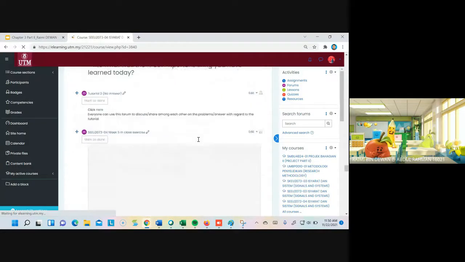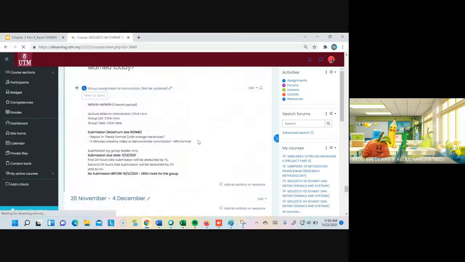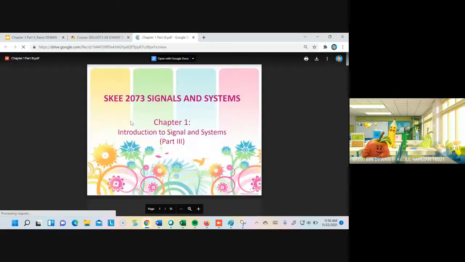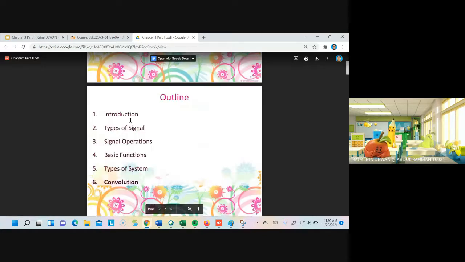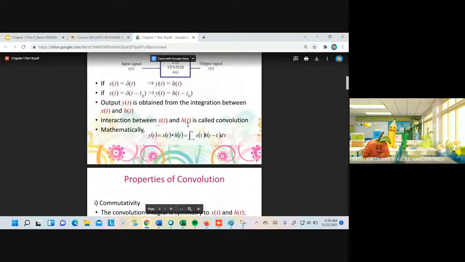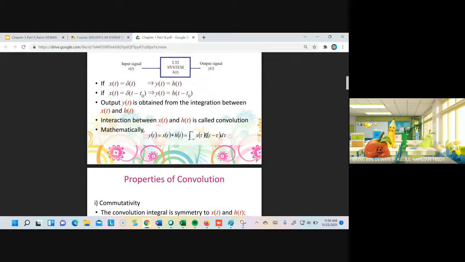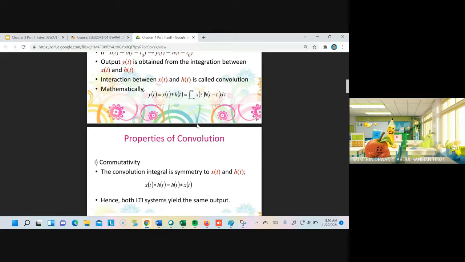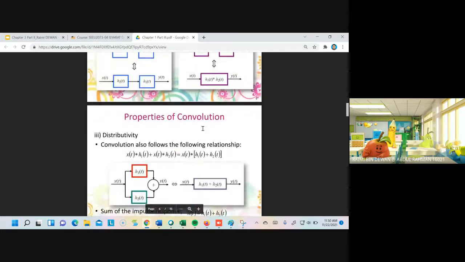So you see your group assignment. Okay, I added something here. Group list here, and then there is a lecture slide on convolution. It will show you the convolution, what is involved in the time domain, which is actually integration from negative infinity to infinity. It's a bit messy, but in the frequency domain it will be easier, because it will be just multiplication. Later we cover. I just would like to show you this is the convolution.